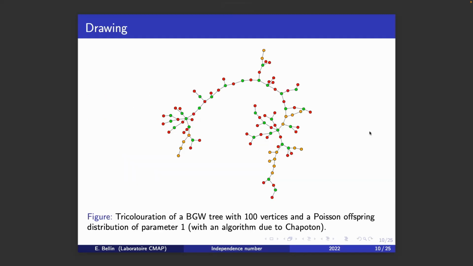Okay, let me give you an example. Here I have a Bienaymé-Galton-Watson tree with 100 vertices, and the offspring distribution is a Poisson distribution of parameter 1. Here I colored the vertices using an algorithm due to Chapoton.